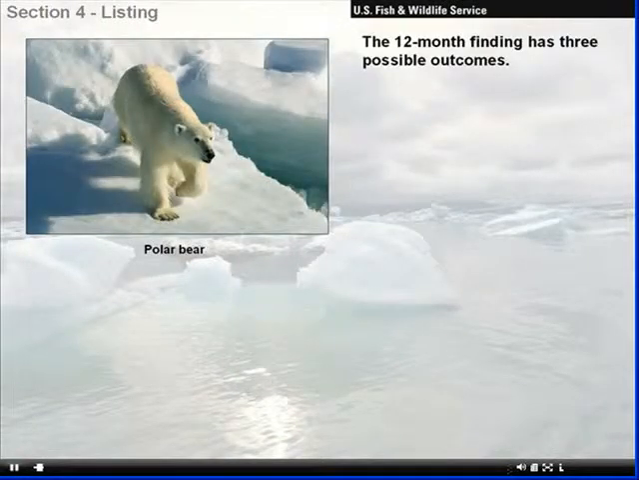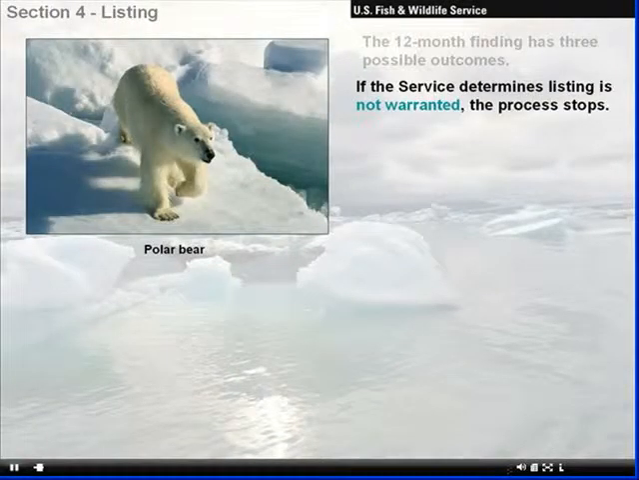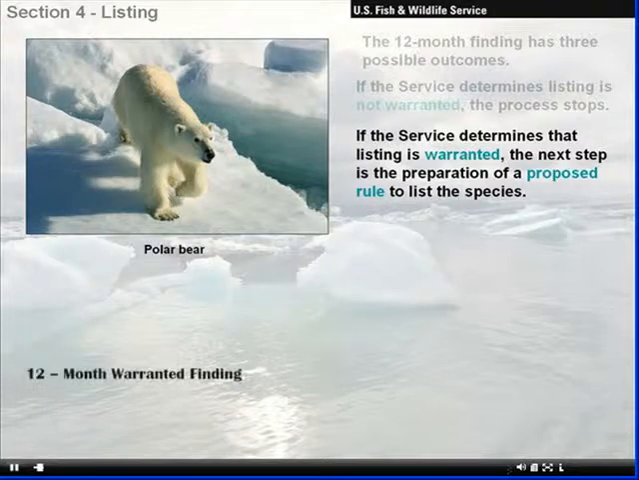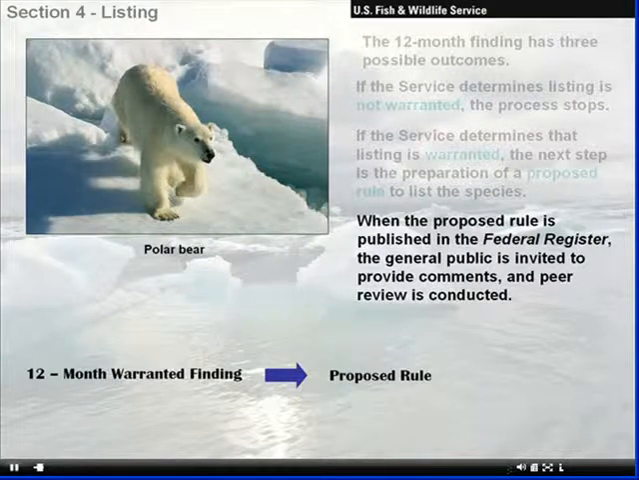The 12-month finding has 3 possible outcomes. If the service determines listing is not warranted, the process stops. If the service determines that listing is warranted, the next step is the preparation of a proposed rule to list the species. When the proposed rule is published in the Federal Register, the general public is invited to provide comments and peer review is conducted.